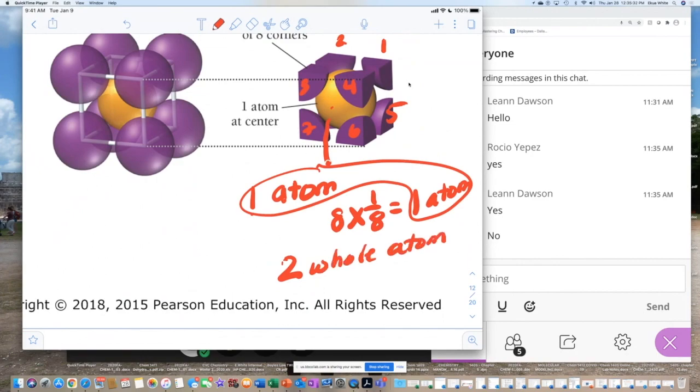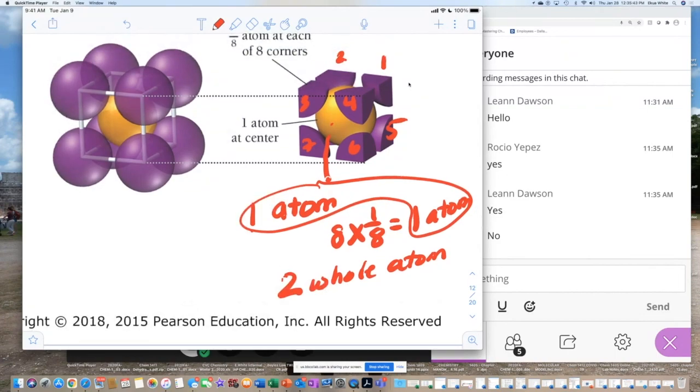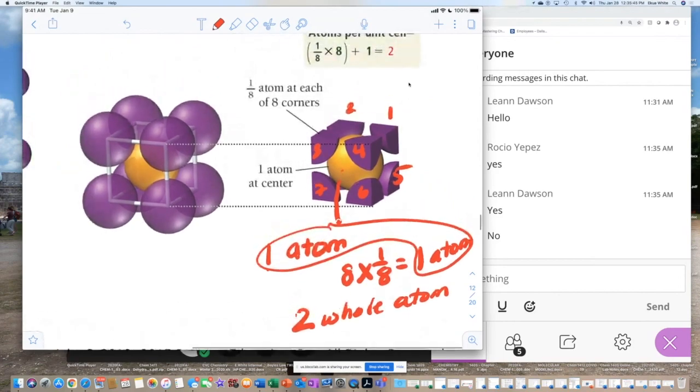They're always asking you about whole atoms because remember what Dalton said? Atoms do not chemically combine in fractions. It's whole. It's all or nothing, right? So even as they are arranged, we look at them as wholes, not fractions.